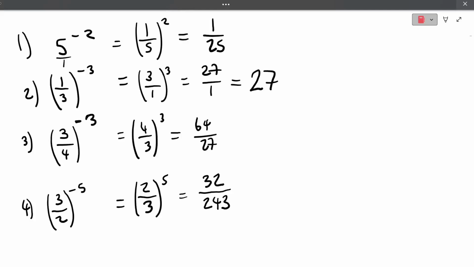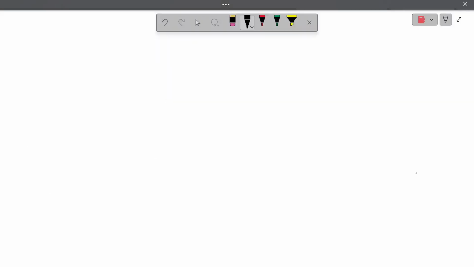So those are our answers: 1/25, 27, 64/27, and 32/243. So we've had a little look at the negative powers, but let's have a little look at the fractional powers.